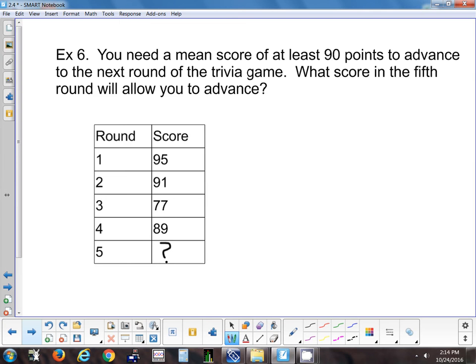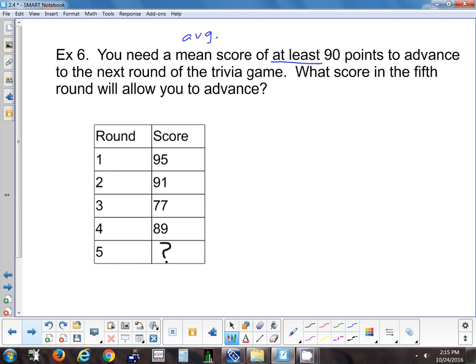All right, so this problem says you need a mean score. What does mean mean? It's the average, just a way to say average. So you need an average score of at least 90. What does at least mean? A couple people got this mixed up on the test. Like if I said to you, I have at least $20, that means I have $20 or less. No, more. Like if I said you have to be at least 18 to vote, you can still be 18 or older. 18 or higher, older, right?